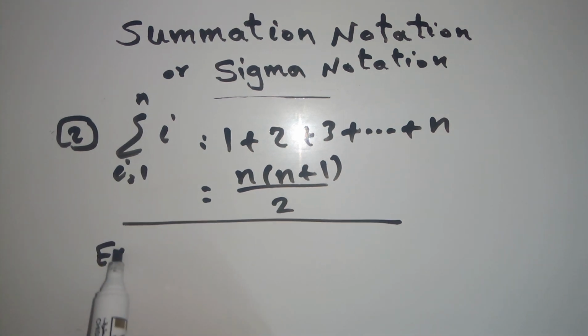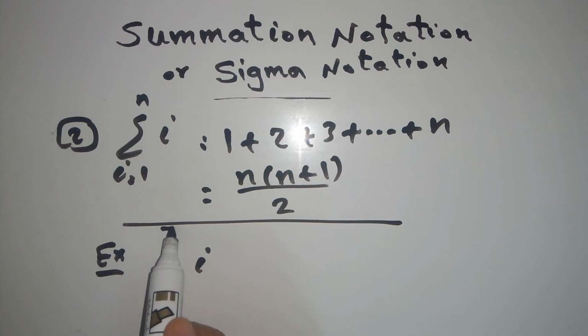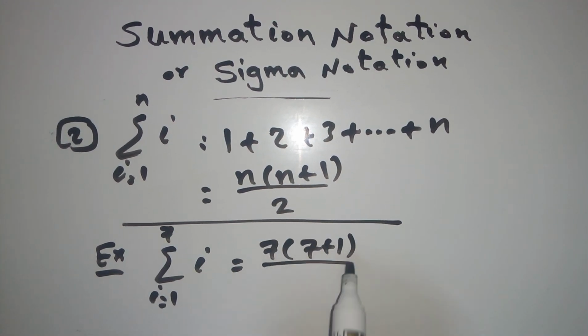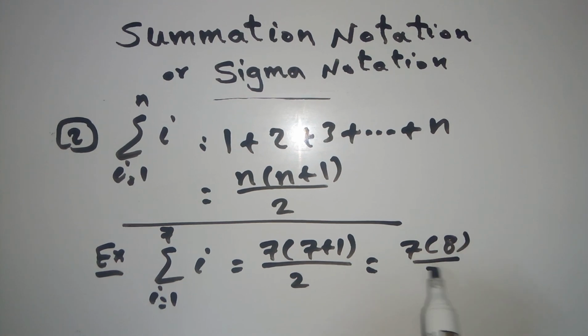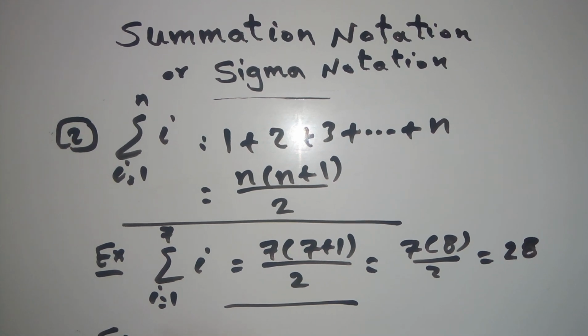Here, how to apply this formula? Find or evaluate the summation of i from i equals 1 till 7. It will be here 7 multiplied by 7 plus 1, divided by 2. It will be 7 multiplied by 8 divided by 2. What will it be? 8 divided by 2 is 4, multiplied by 7. It will be 28.